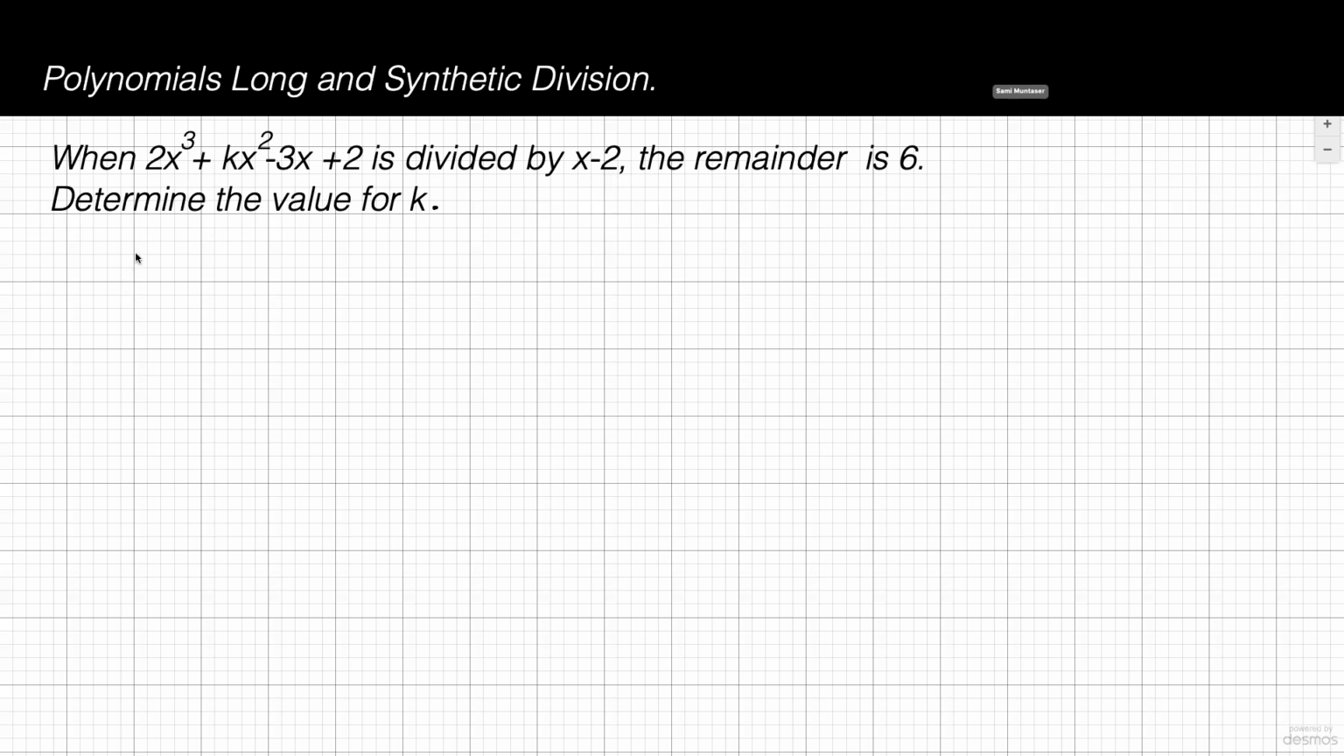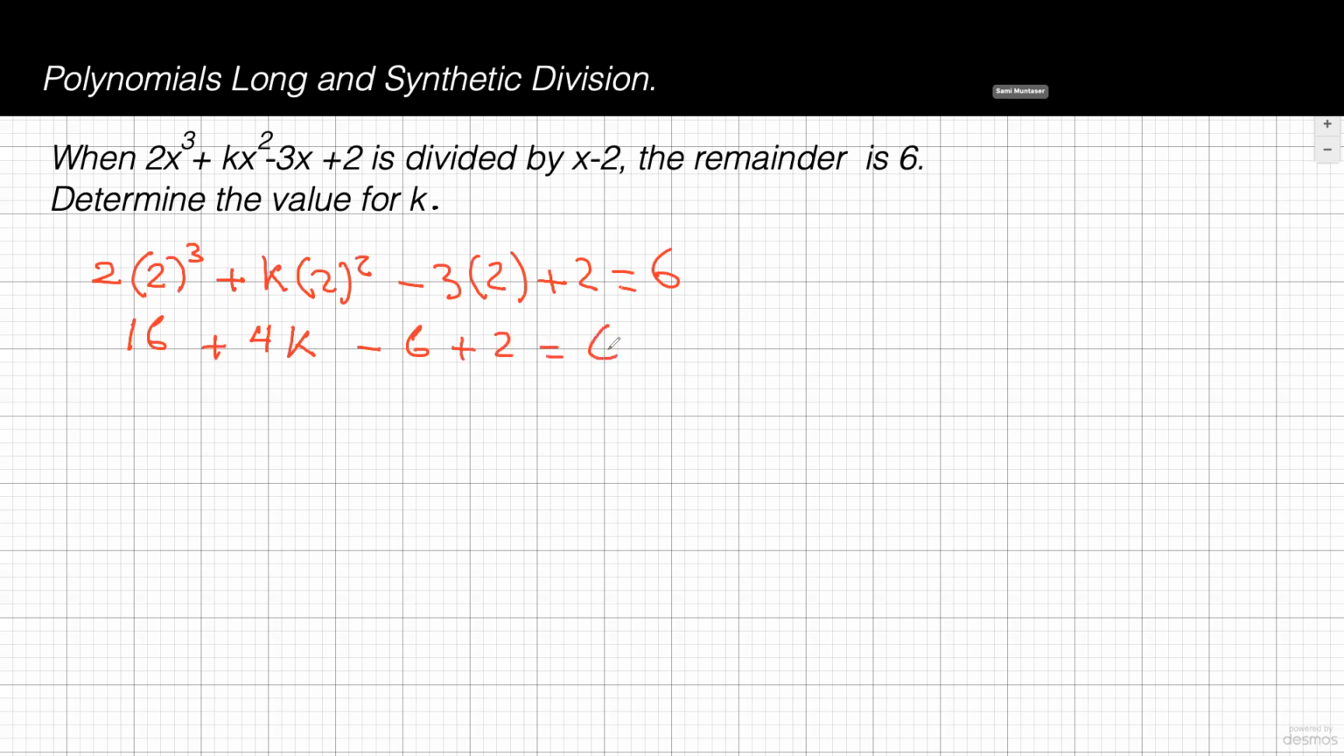Okay, so now let's start doing that. So what we'll do, we'll sub in 2 for the x, because that's x minus 2 there, so we sub in the opposite number of -2. 2 times 2 cubed plus k times 2 squared minus 3 times 2 plus 2, and the remainder they said is 6. Now we have this unknown to solve for. So now just to do this a bit quicker, 2 cubed is 8 times 2 is 16, plus that's going to give me 4k minus 6 plus 2 equals 6.